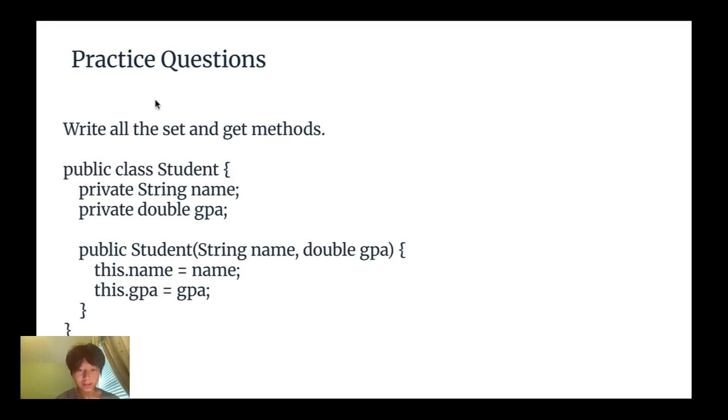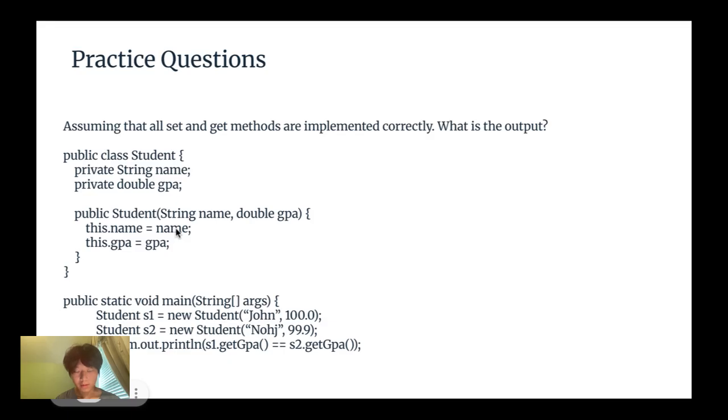And let's look at some practice questions. Here, please write all the set and get methods, so the accessors and the mutators, for this student class. And assuming that all set and get methods are implemented correctly, what will be the output after you run this main method? So here we have created two objects, S1 and S2, and are they equal? Are their GPA equal? And now we have the same class, but instead here GPA is set to a static variable. And what will be the result of this?